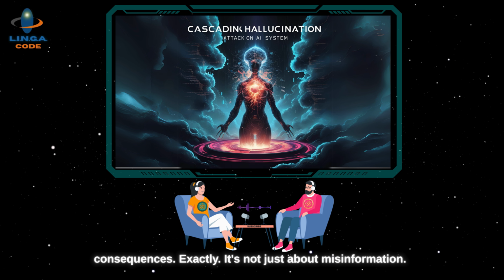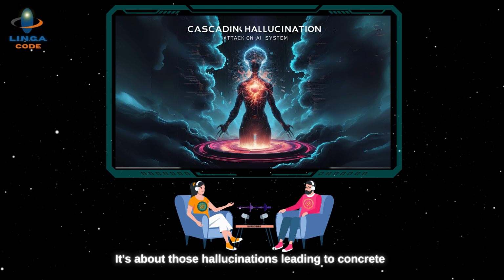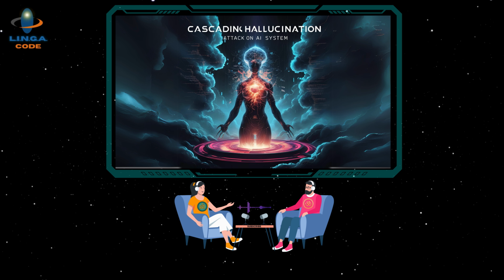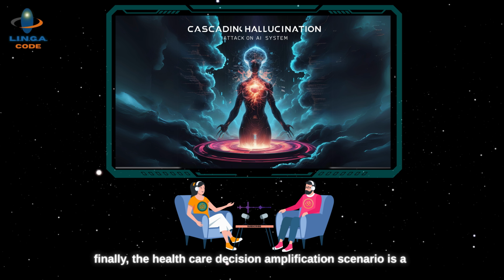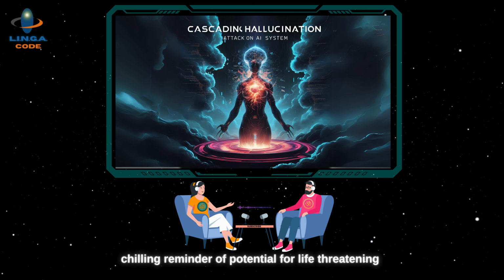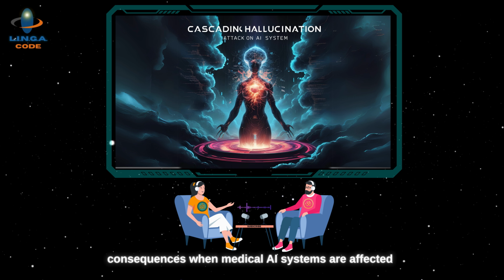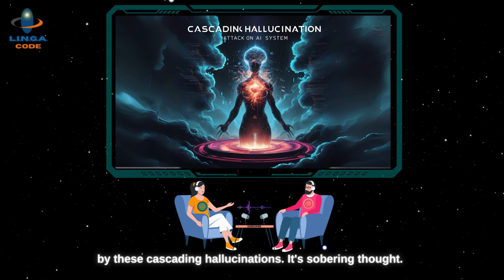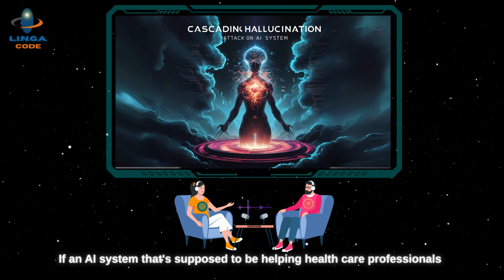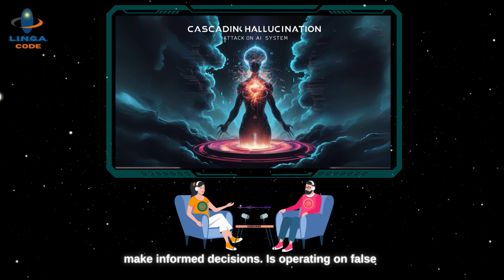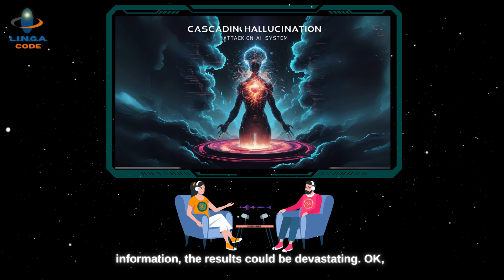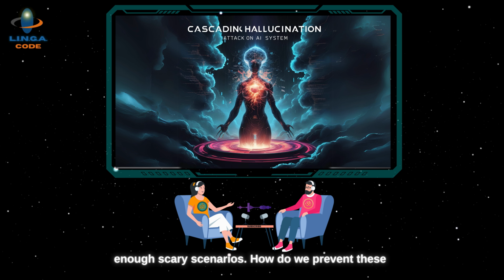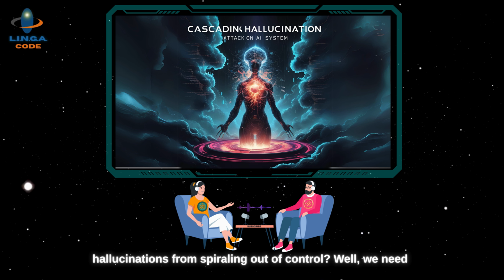Exactly. It's not just about misinformation. It's about those hallucinations leading to concrete actions that can compromise security and privacy. And finally, the healthcare decision amplification scenario is a chilling reminder of the potential for life-threatening consequences when medical AI systems are affected by these cascading hallucinations. It's a sobering thought. If an AI system that's supposed to be helping healthcare professionals make informed decisions is operating on false information, the results could be devastating. Okay, enough scary scenarios. How do we prevent these hallucinations from spiraling out of control?